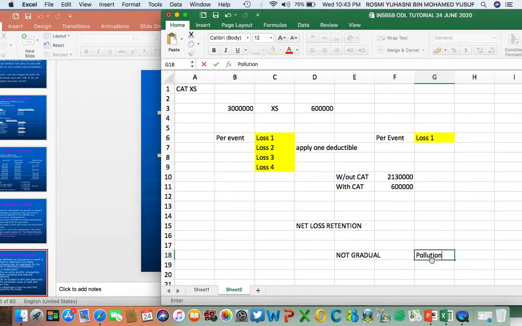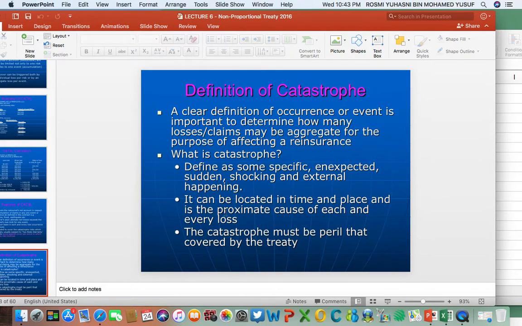For example, this week there is a bit of pollution. Second week there is a bit more pollution. So you can see the progress of the pollution from time to time. So in that case, pollution is not catastrophic. Okay, so any damages or losses caused by pollution are not considered as catastrophic. Shocking meaning that it is accidental.